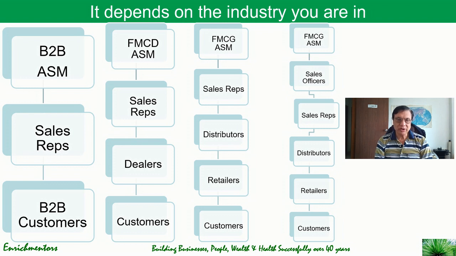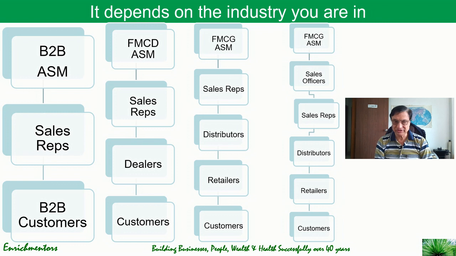A little more complex organization is the fast moving consumer durables, FMCD, industry, and you could be an area sales manager, ASM for short. And here you would obviously have sales reps reporting to you, and the sales reps would oversee the dealers. So you would have dealers. You don't deal with customers directly. You work through a distribution channel of dealers.